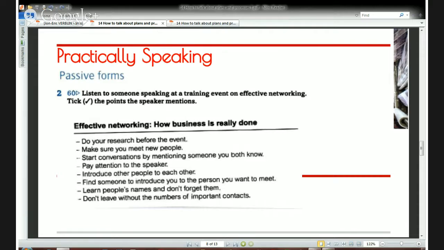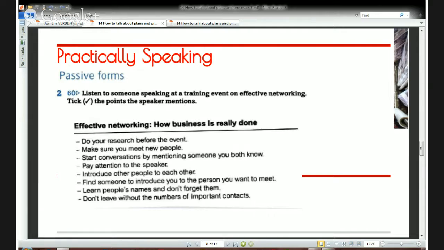So let me ask you, take a look at those points on screen and tell me which ones of those did you hear? I think out of all of those, I didn't say them all, but I think you should find at least 3. Yeah. Start the conversations by mentioning someone you both know. Absolutely. Good, Giuseppe. Find someone to introduce you to the person you want to meet. And learn people's names and don't forget them.